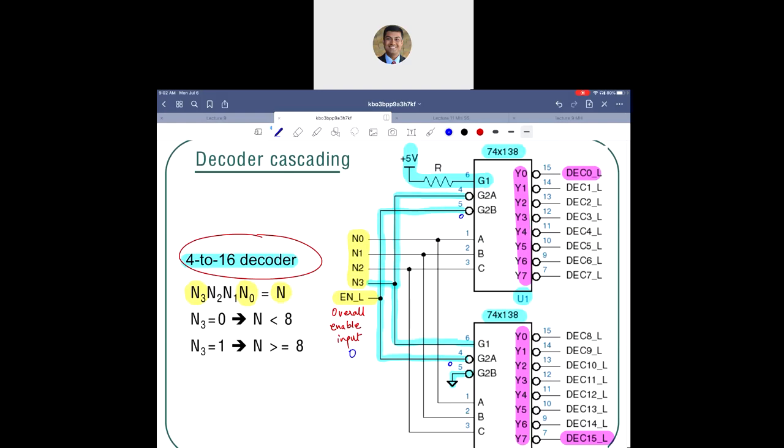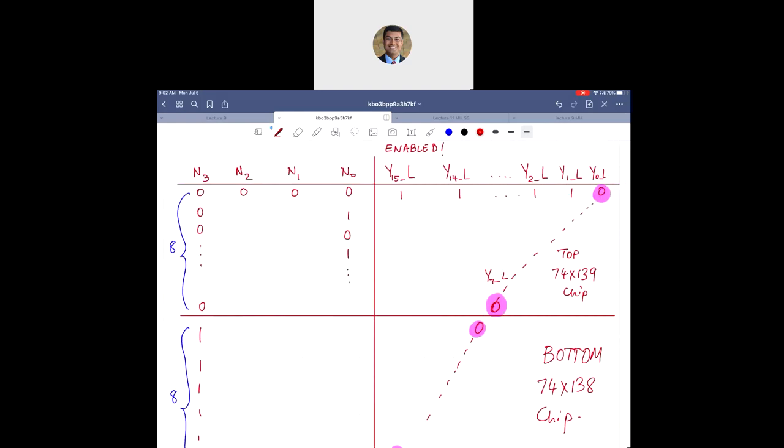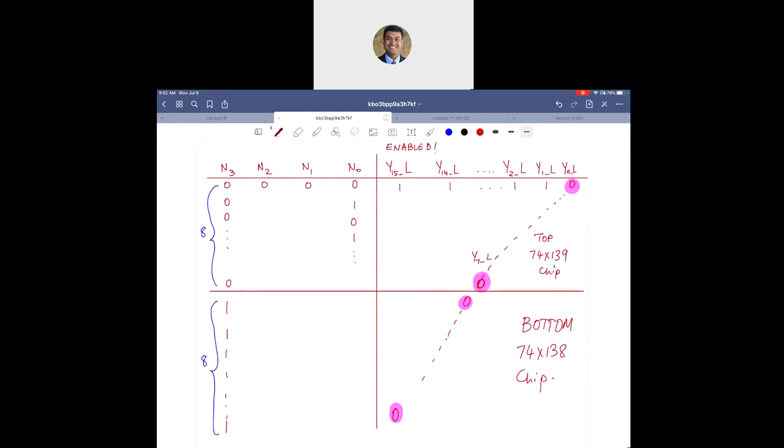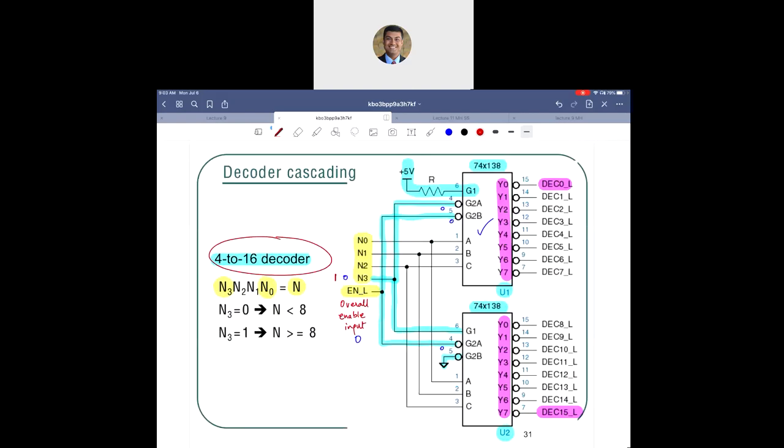Next, if N3 is 0, then G2A is 0, which means this chip is active now. But if N3 is 1, which refers to the bottom half of this table, N3 is 1 there, this guy is going to be 1, which means this will be disabled, but this guy will be enabled. You guys see that? Because this is going to be 1 in that case. Otherwise, it would have been 0. Earlier, it was 0. Now, it became 1. So, as I change N3, the same 3 inputs, N2, N1, N0, will be decoded in the top 8 and the bottom 8 outputs.